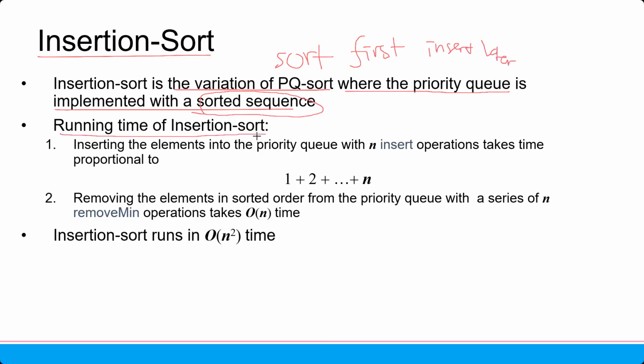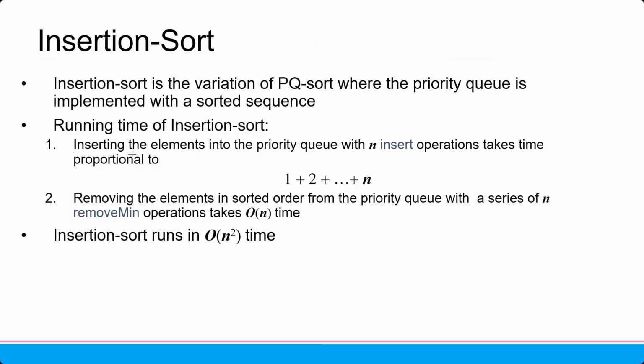Now, the running time of the insertion sort. First we will insert the elements into the priority queue with insert operations. So the n insert operations will take 1 until n, so it means O(n^2). And removing the elements in sorted order from the priority queue with a series of n remove min operations will take O(n). So the insertion sort runs in O(n^2).